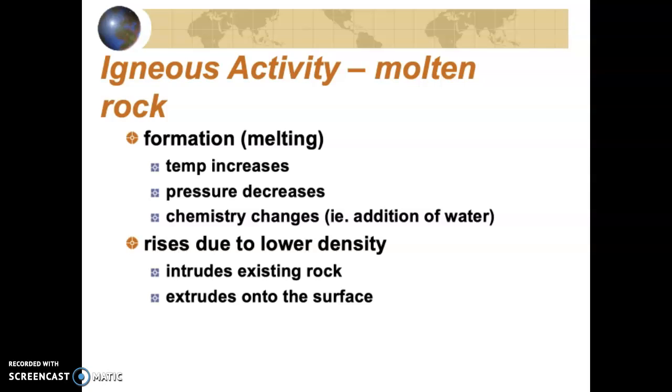Once you have molten rock, once the rock has melted, it rises up to the surface because molten rock is less dense than solid rock. And so it rises up to the surface, it intrudes existing rock, and it may be that as it intrudes existing rock, it cools off and solidifies. Or in some cases, it makes it to the surface and gives us a volcano.